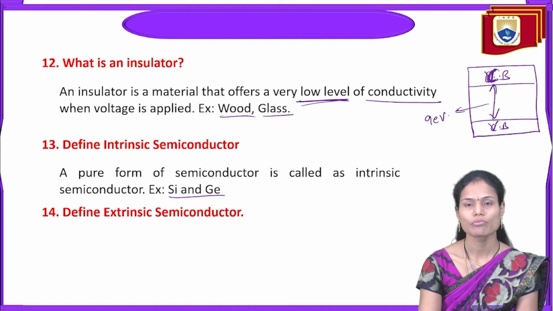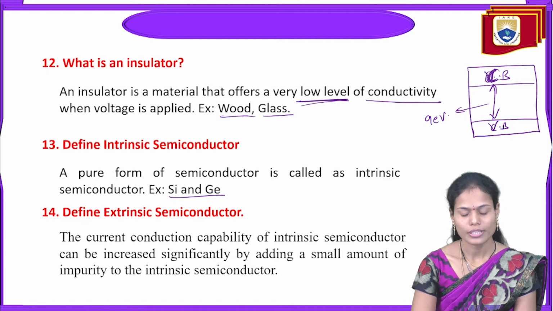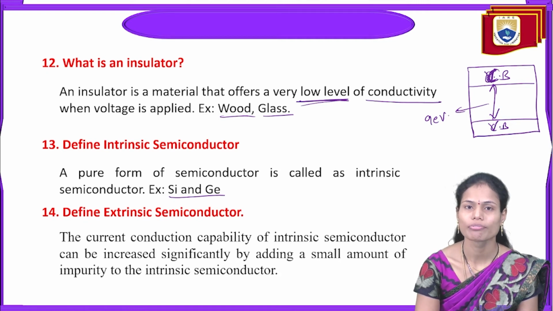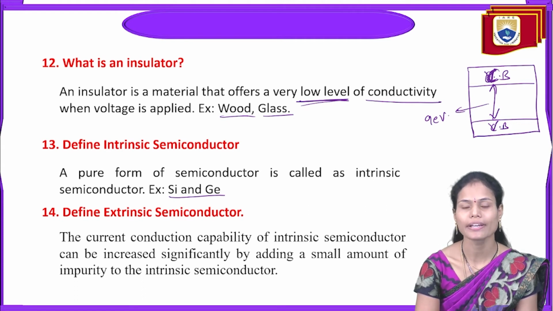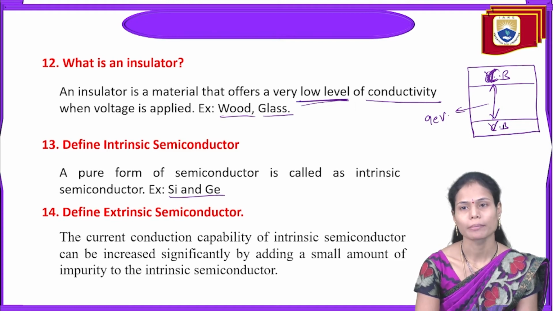Next we will see what is meant by extrinsic semiconductor. Define extrinsic semiconductor. The current conduction capability of semiconductor material is increased by adding some external impurities to that semiconductor material.